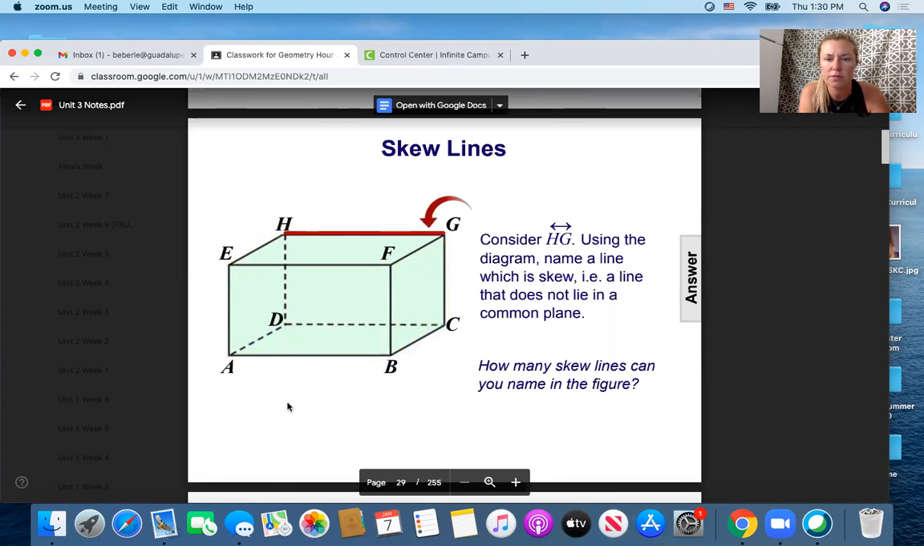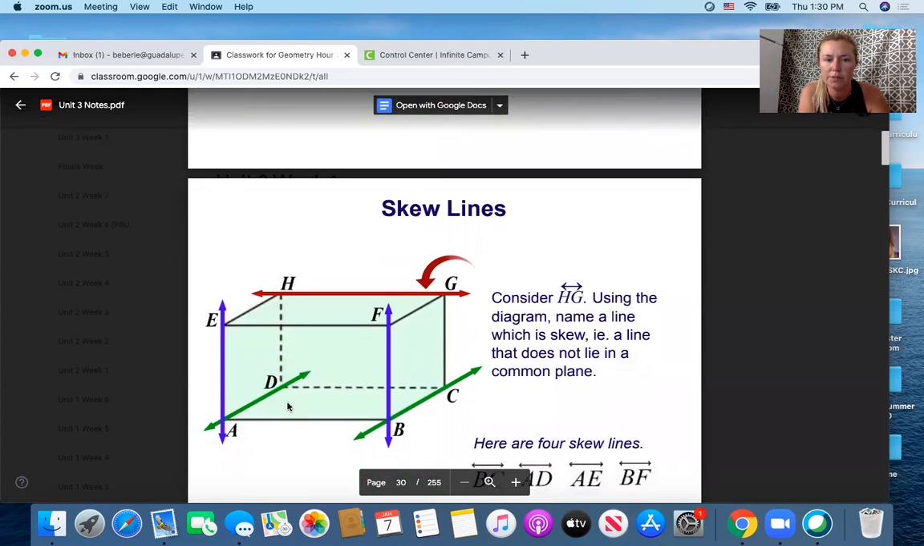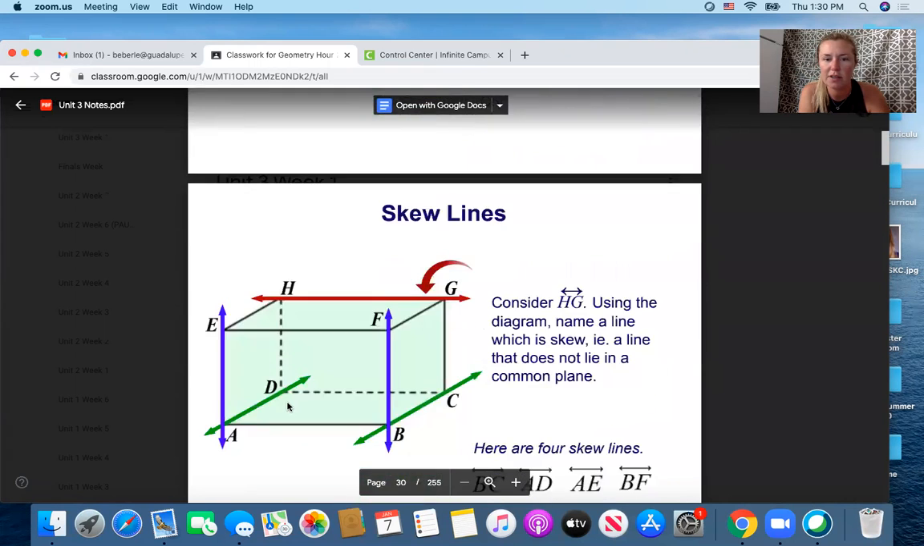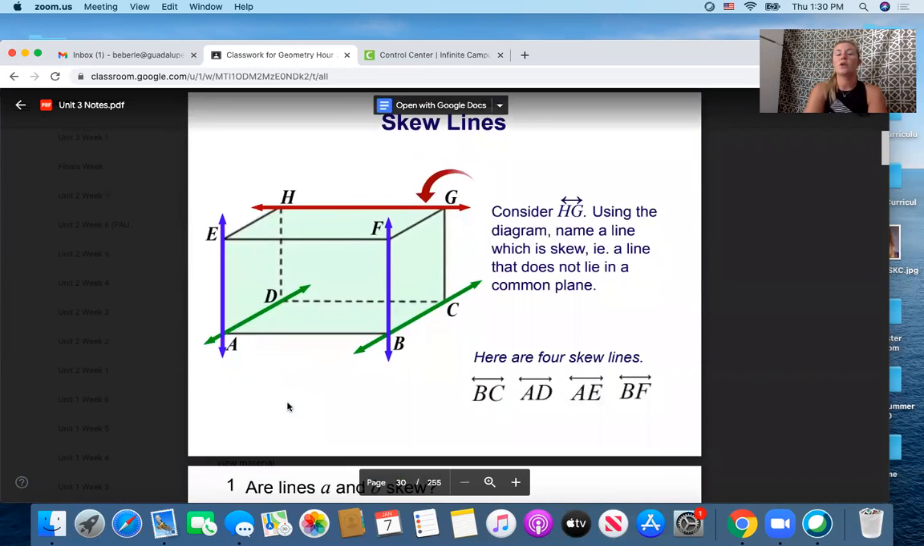Questions on skew? No? Oh my gosh, look at that. They outlined the same ones that I did. So there are 4 skew lines in this picture. So just kind of sit with that for a second. And then we're going to take a knowledge check.